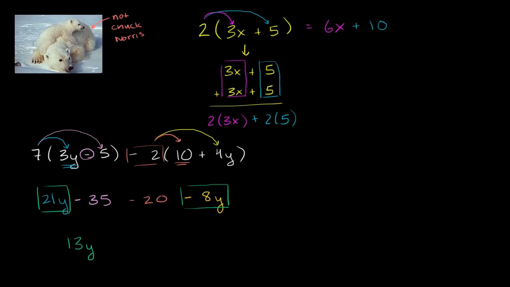And then I have negative 35 minus 20. And so that's just going to simplify to negative 55. So this whole thing simplified using a little bit of the distributive property and combining similar or like terms. We got to 13y minus 55.